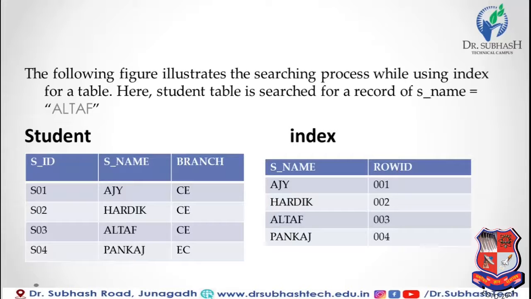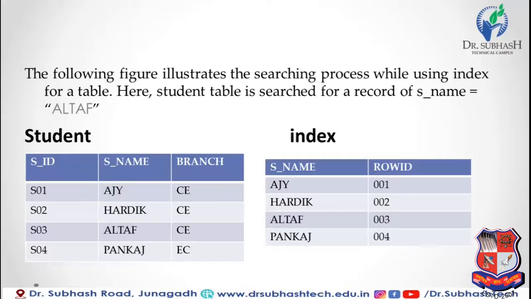Our query is the same. I want to search the record with student name Altaf. So when I fire my query s_name equals Altaf, instead of the student table, the query is executed on the index. In the index, Altaf is in the third position, and here the row ID is 003. So the row ID gives a direct memory address where Altaf is stored. So the searching is more efficient compared to our student table.